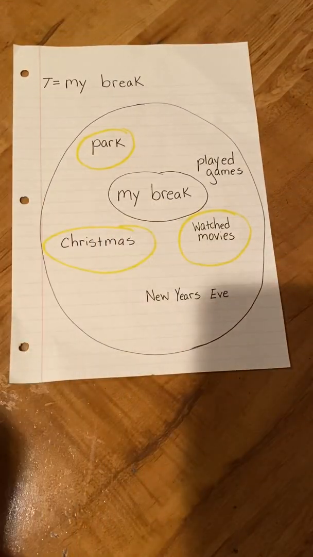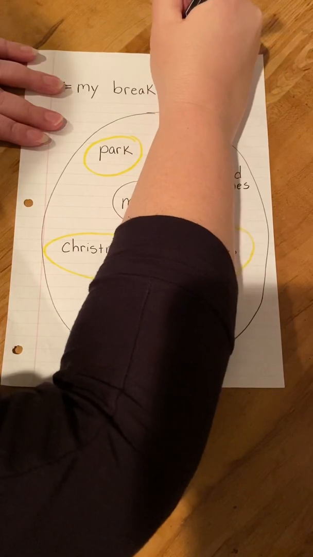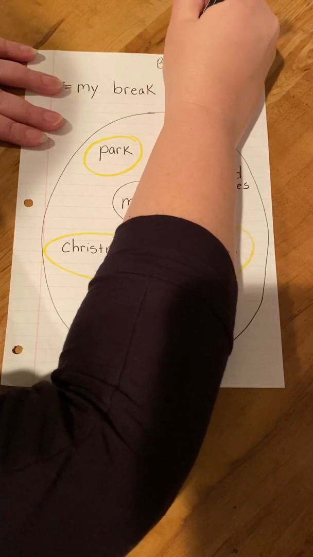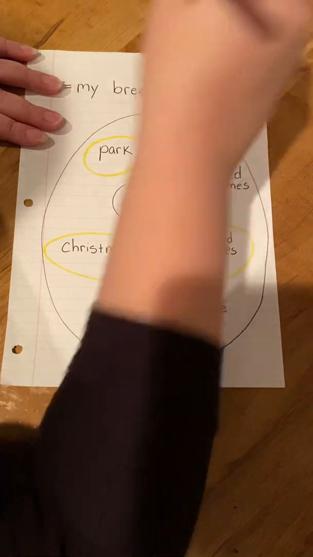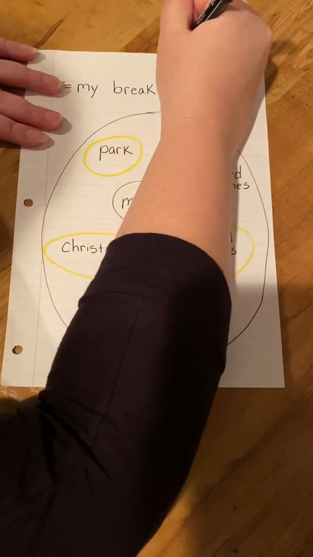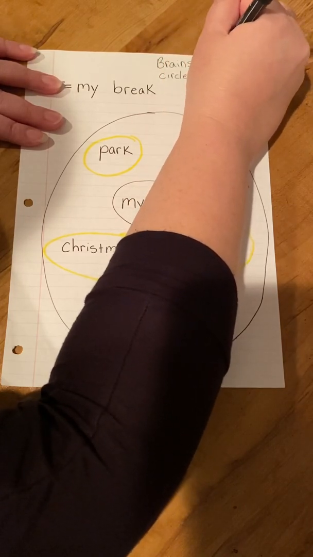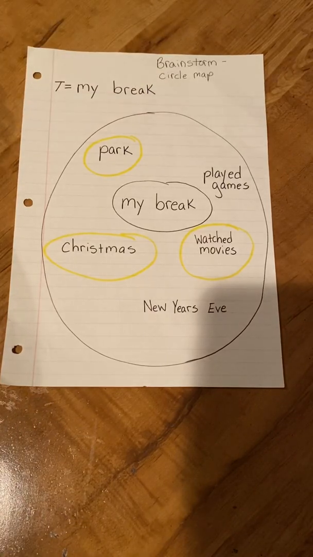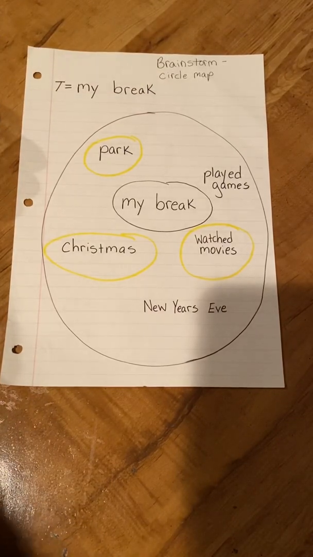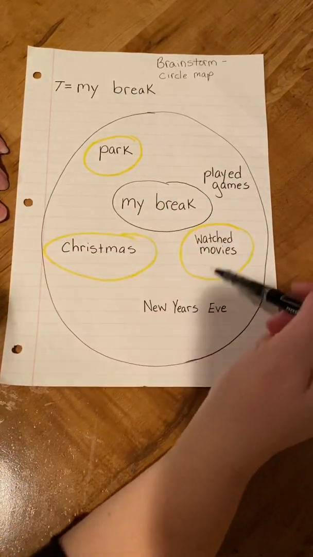What is this called? Say that out loud. This is called a brainstorm. If you said brainstorm, you are correct. Or maybe you said circle map. Circle map is correct also, but a circle map is what we use to brainstorm. So first, when you are given a topic, you first need to brainstorm.